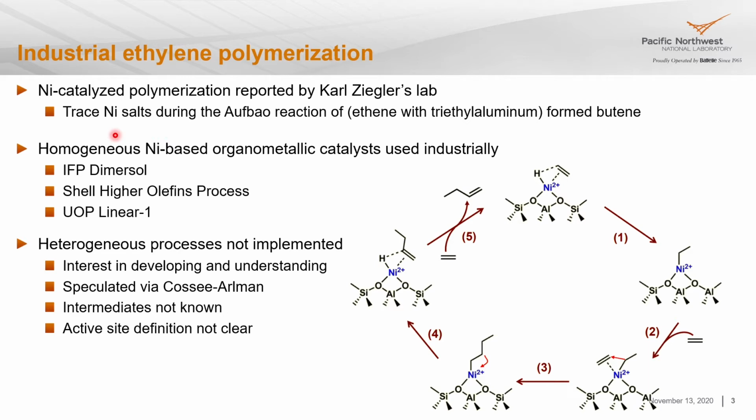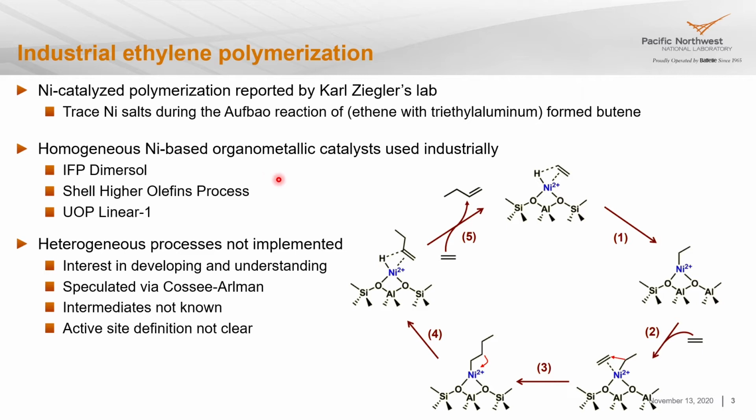Since then, the process has been scaled up to the industrial level, where a few examples of homogeneous nickel-based organometallic catalysts are used to catalyze ethylene polymerization. However, there's not presently a heterogeneous analog at the industrial scale, which has really fostered interest in developing such a process and understanding how it works.